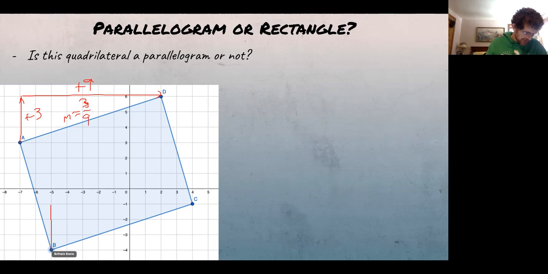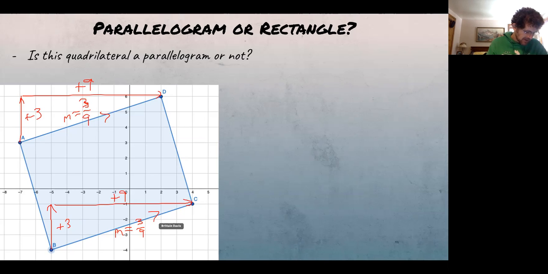Let me just see this. So this is up 3 again. I'm going to go from B to C. I'm looking at this side right now. So I'm going up 3, right 9. To go from B to C, I'm looking at the opposite side. So the slope here is also 3 over 9. Okay, we're good on that. So these two are parallel.